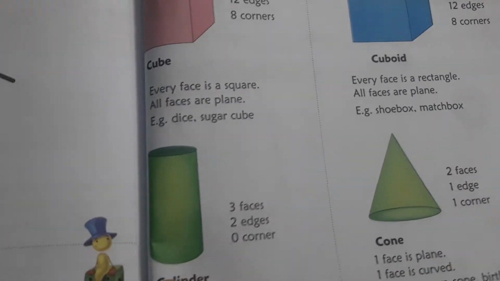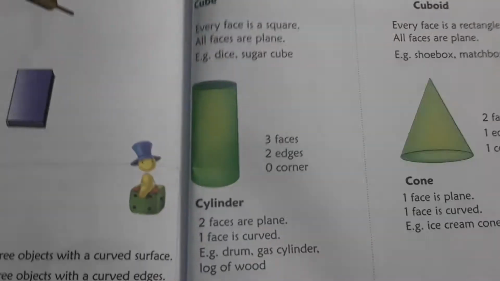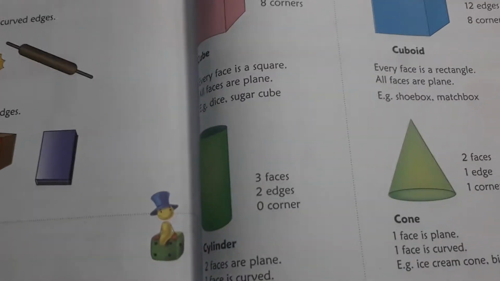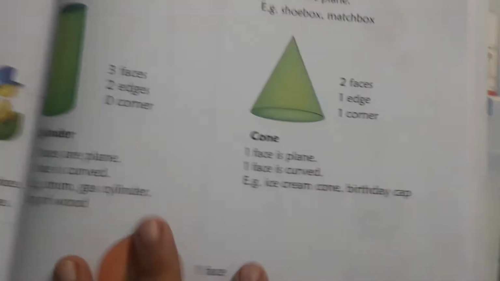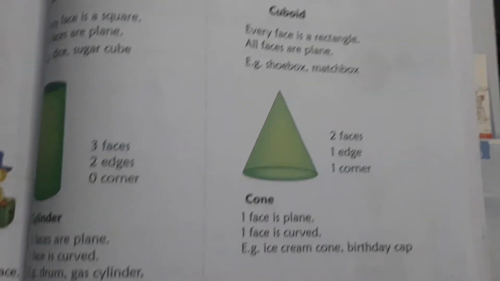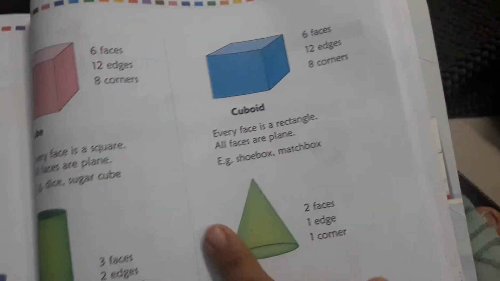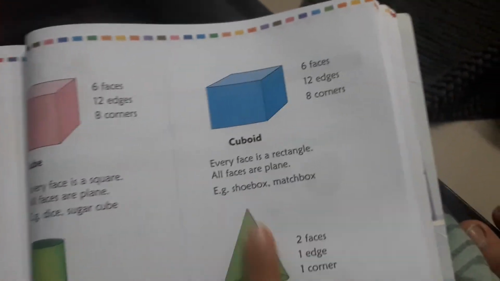सिलेंडर के कोई कॉर्नर नहीं होता. Only faces are there. 3 faces, 2 edges. In that you have to write 2 faces and 1 curved face. Example, drum, gas cylinder, log of wood. 1 face is flat, this नीचे वाला face is flat. 1 face is curved, this one is curved. Upper one is curved. One edge. These are the edge and this is the corner. So 2 face, 1 edge, 1 corner.